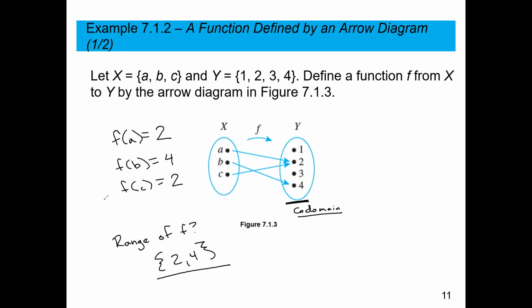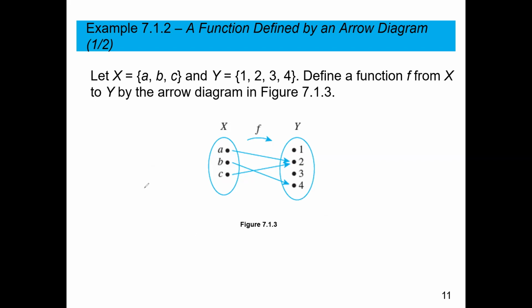All right, let's ask a couple more questions. So let's take C. Is this an inverse image of 2? The answer to that would be yes, because C goes to 2. So if I was trying to go backwards, that's what it would give me.